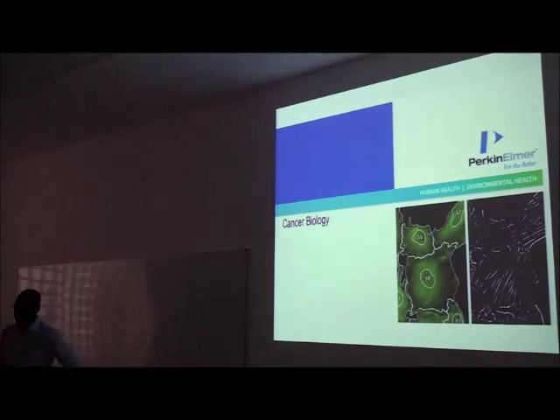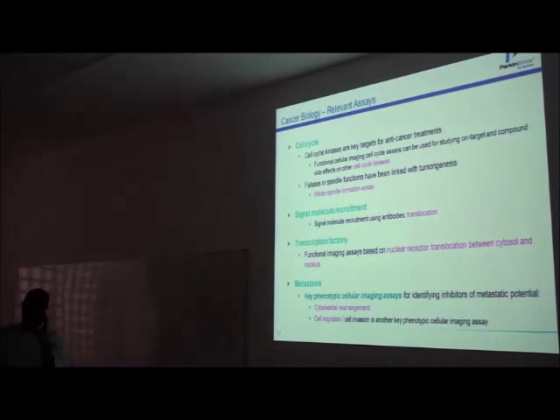I have some more examples in cancer biology, for instance, so it's a very big name. You can put whatever inside. But very rough example here: cell cycle, signal molecule recruitment, transcription factor also. Well, at that stage, actually, we can talk about the cytoskeleton and also the cell migration assay I showed you.